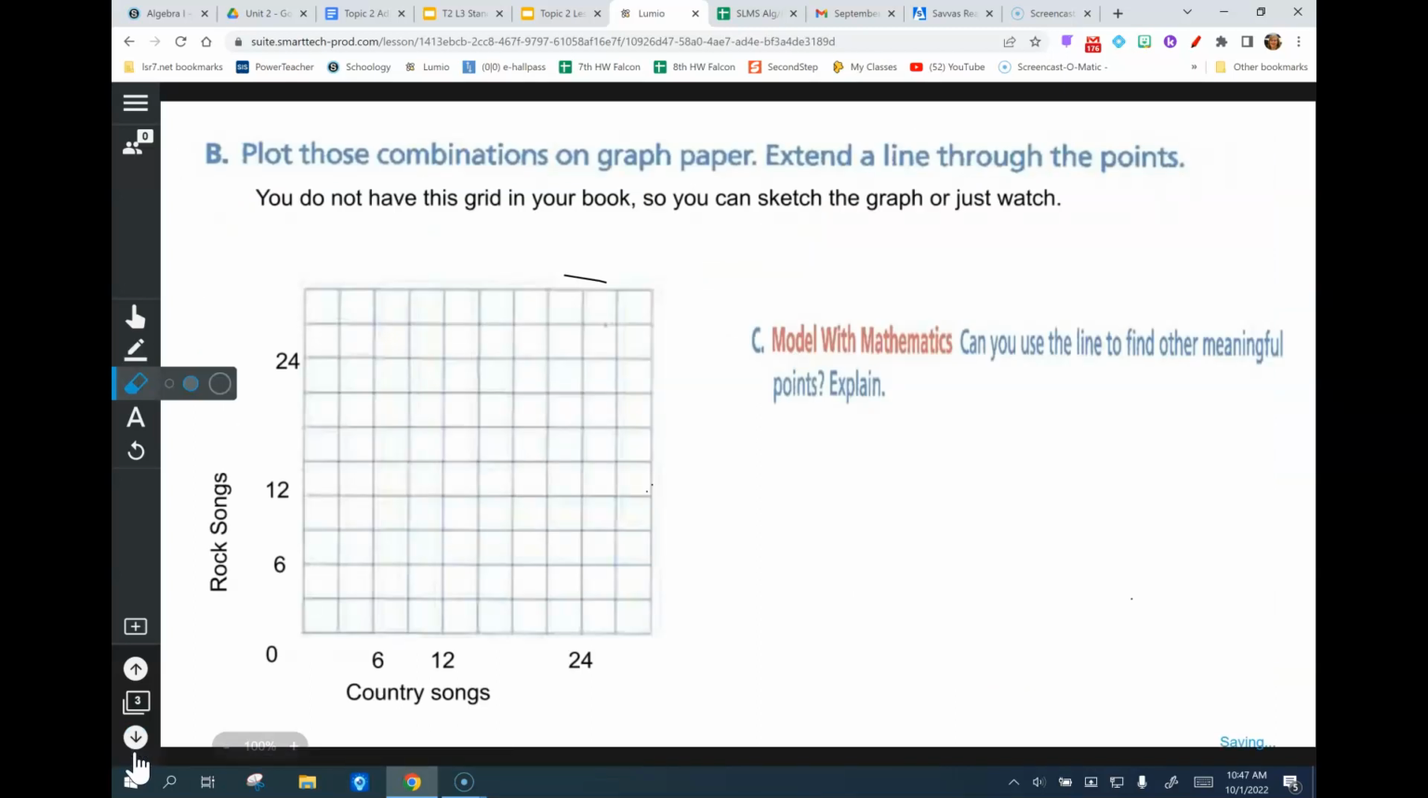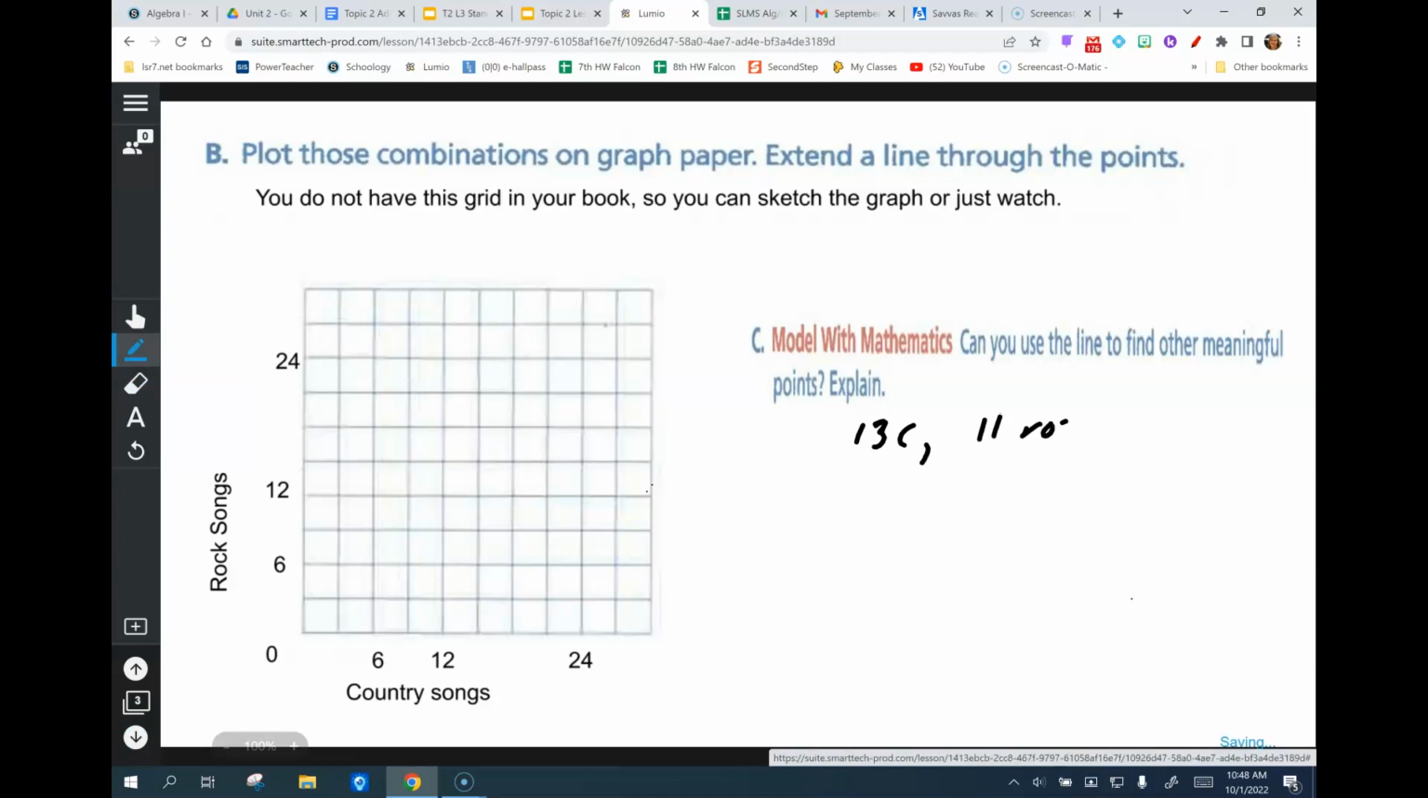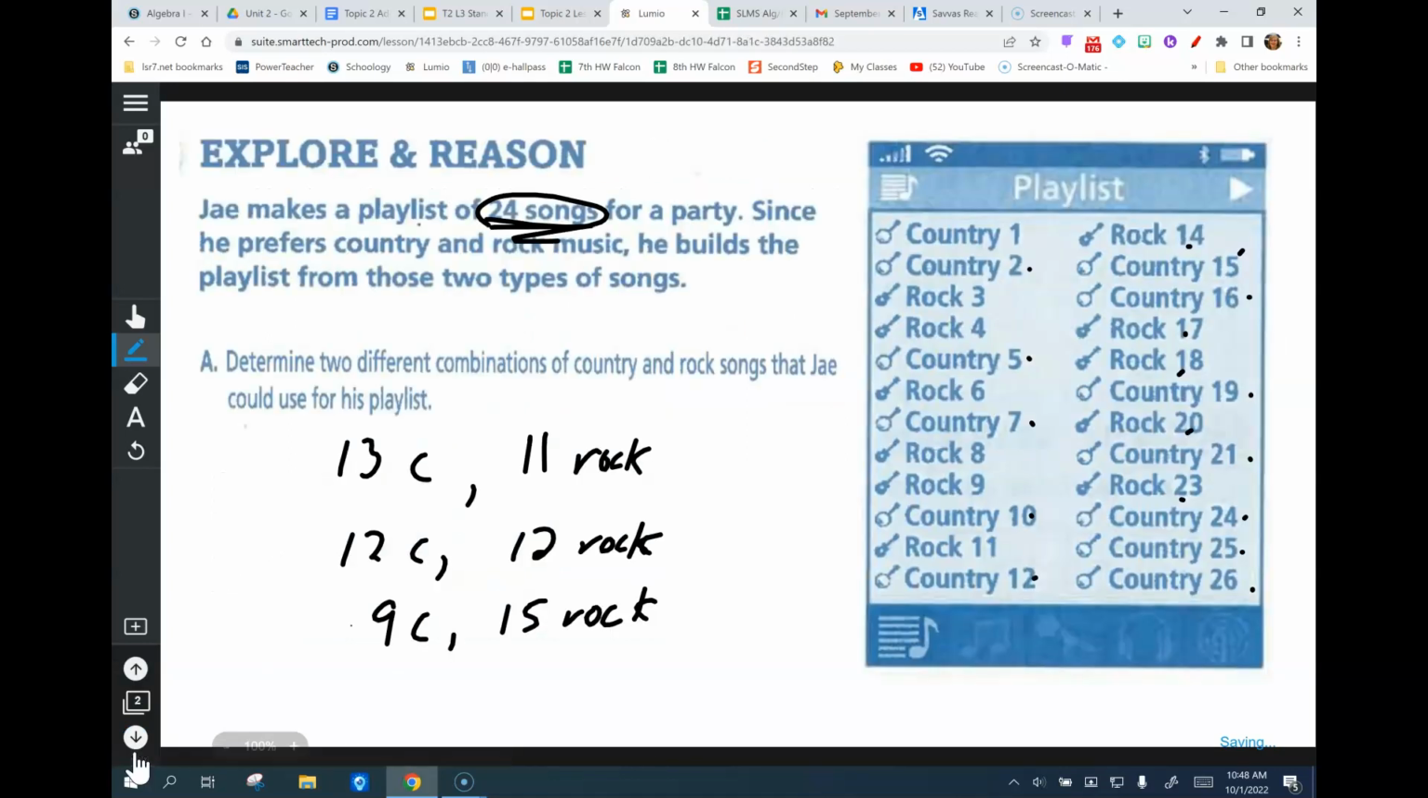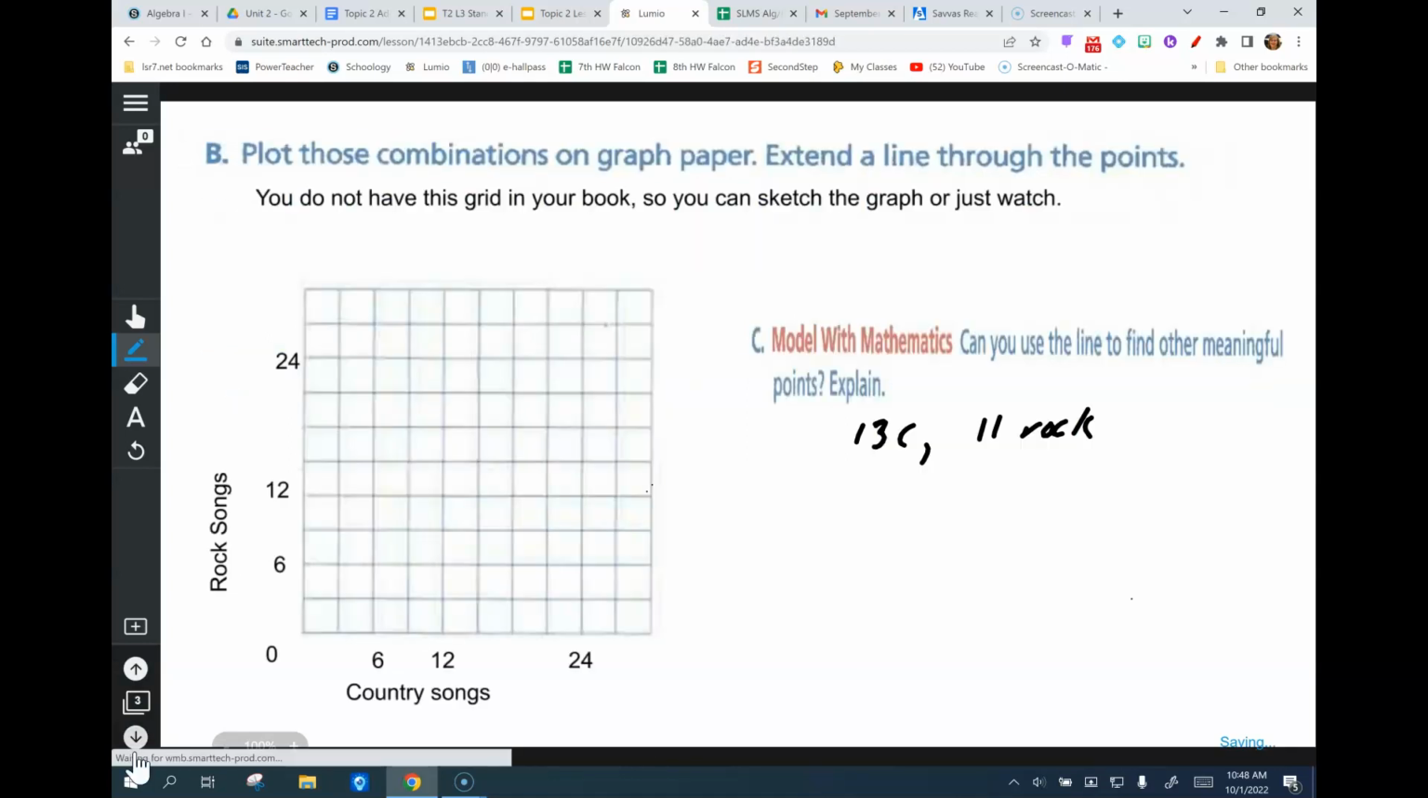Now, this graph is not in your book, and I realize that. You can sketch it if you want to. But what I did is I just had a grid, and I'm going to plot some of those points that we had. So one that he had was 13 country, and of course then 11 rock. Let's look back for a second. 13, and then 12 and 12 and 9 and 15.